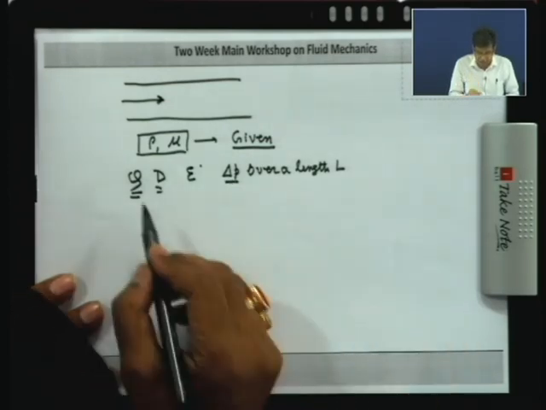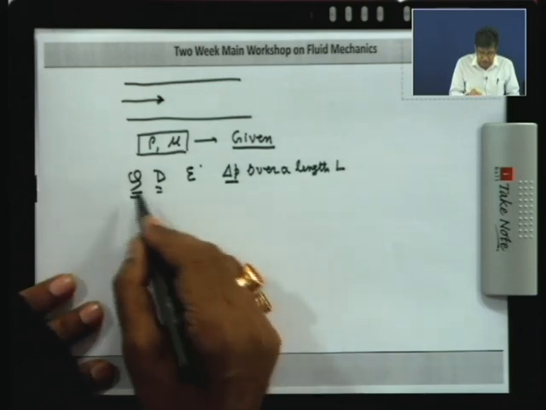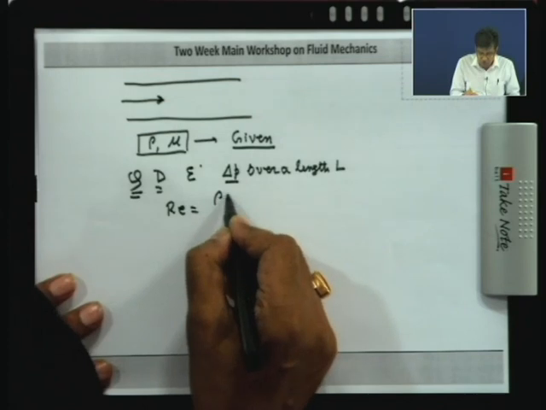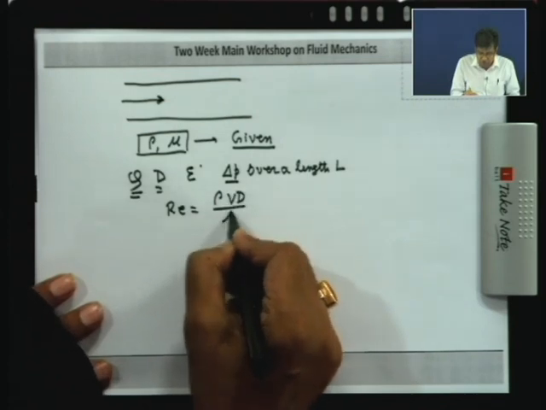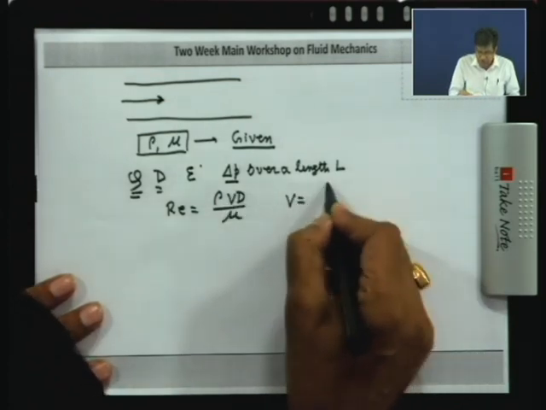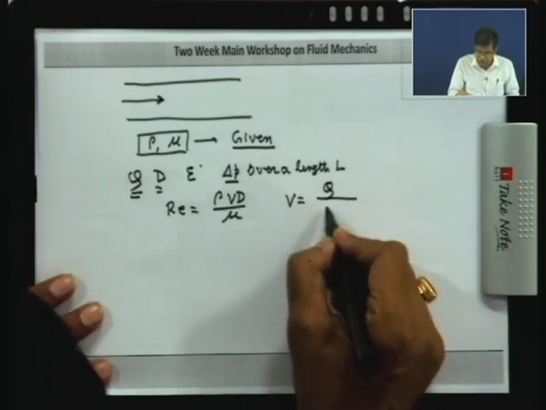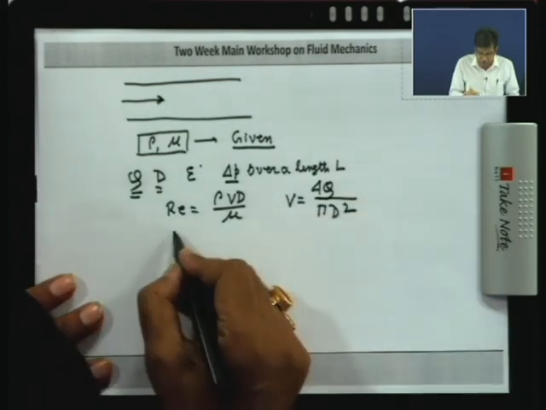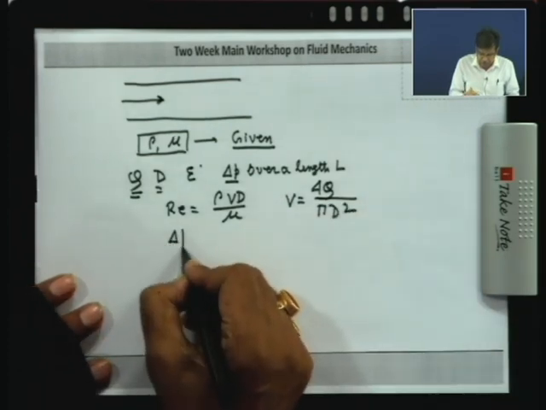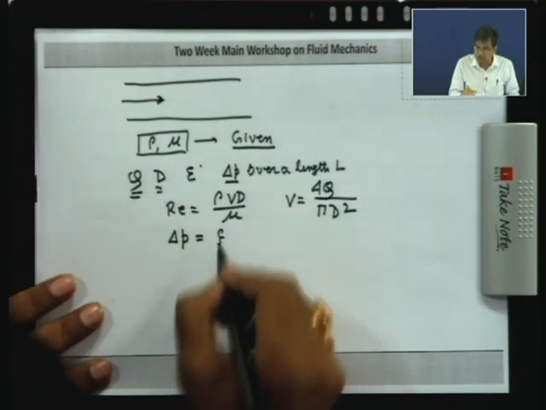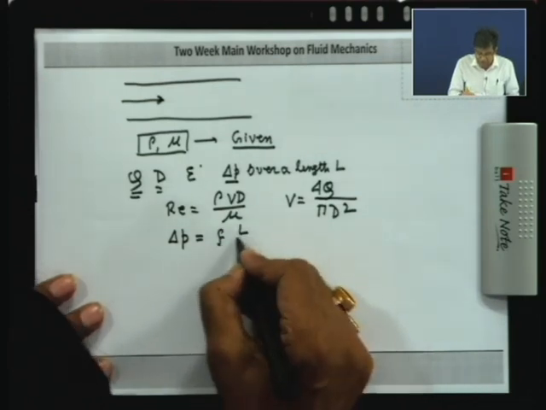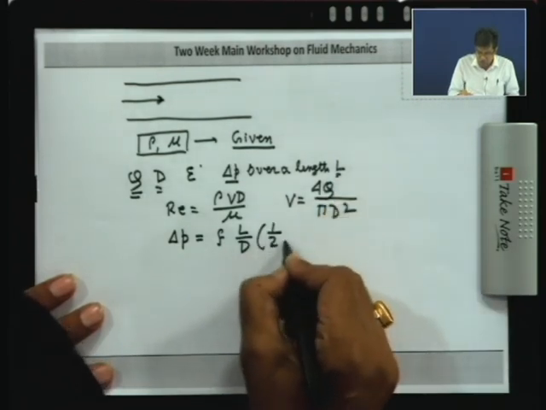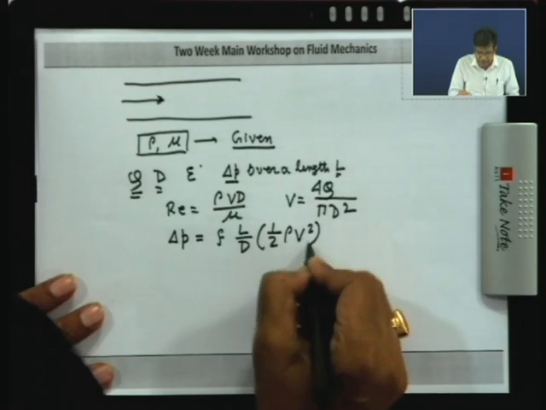Now, let us find out that 3 types of problem are there. First of all, I write that Reynolds number is defined as rho V d by mu, where V is defined as flow rate Q divided by pi d square by 4. All the formulas I write in front of me. Then delta P is equal to friction factor, which is provided by Moody's diagram, times L by d, then half rho V square. These are extremely simple things.